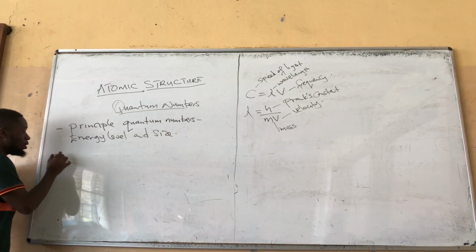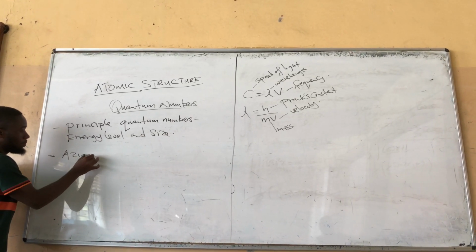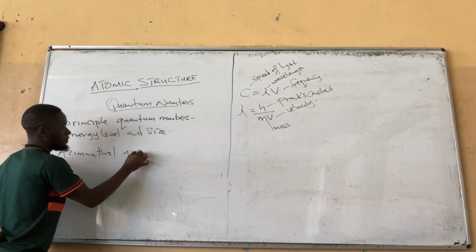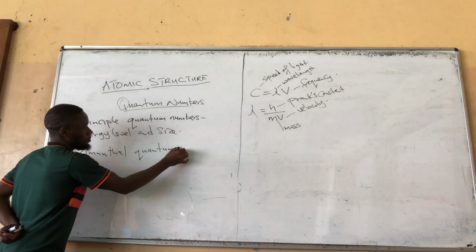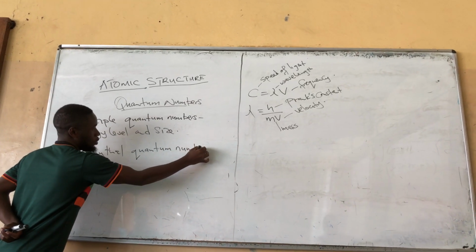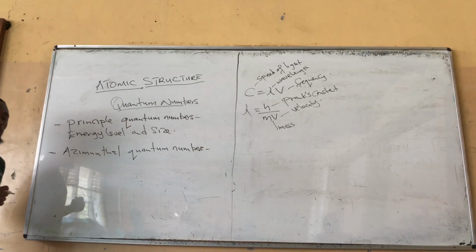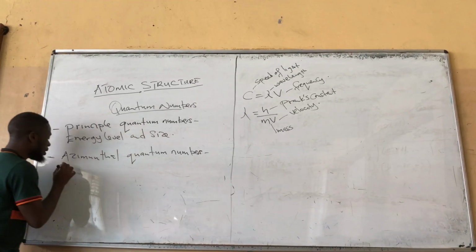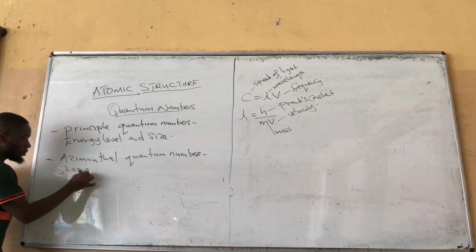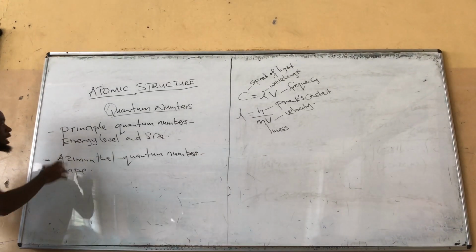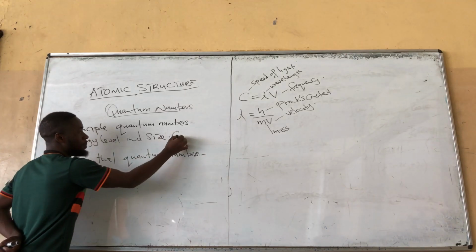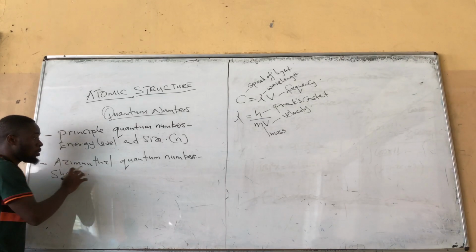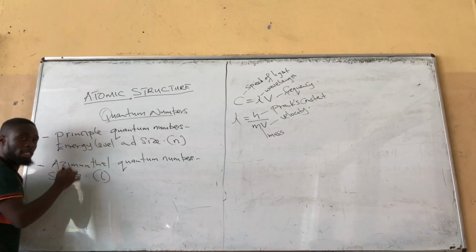You have the azimuthal quantum numbers. These azimuthal quantum numbers deal with the shape. So they only deal with the shape. The principal quantum numbers are represented by the letter N, and these azimuthal quantum numbers are represented by the letter L.